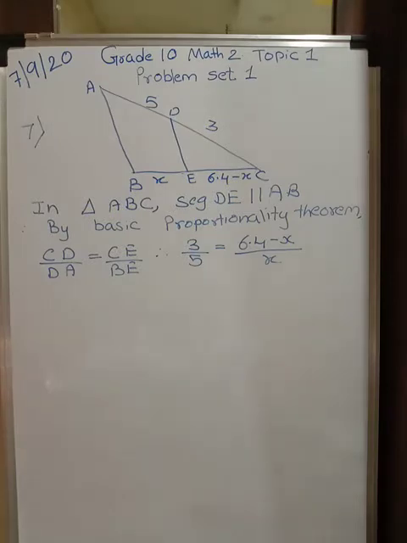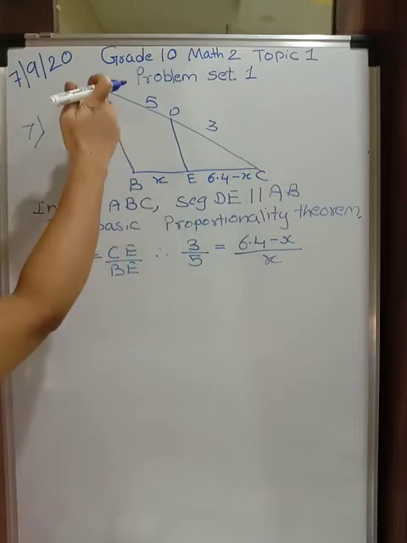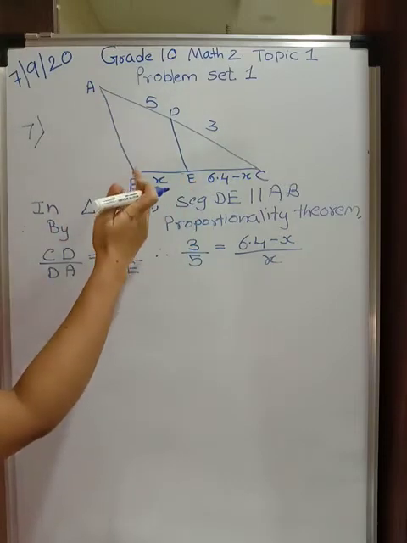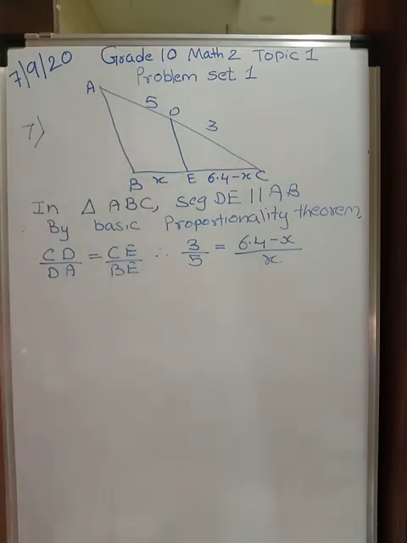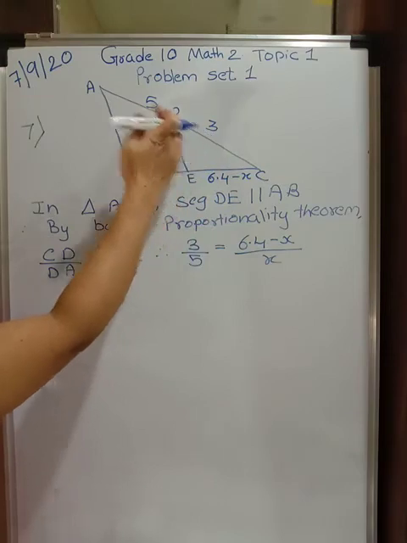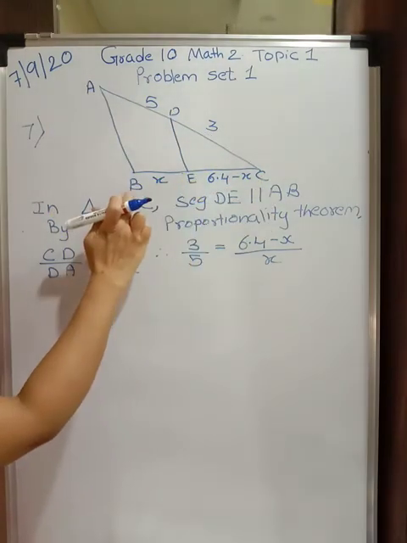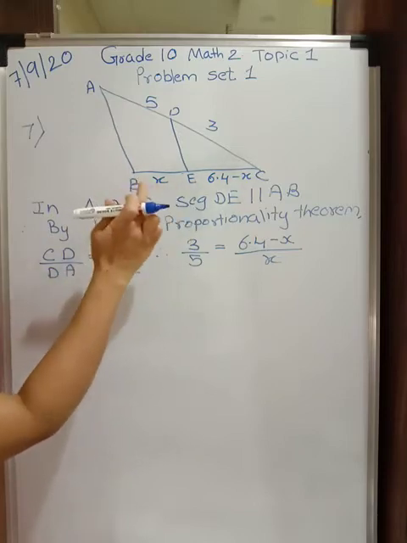Now this is your seventh problem, which is very easy. They have given in triangle ABC, DE is parallel to AB. So we can use the basic proportionality theorem, which we have seen in detail. As per that, we are going to get the ratio as CD upon DA equal to CE upon EB, or BE. And we have to find the value of BE.